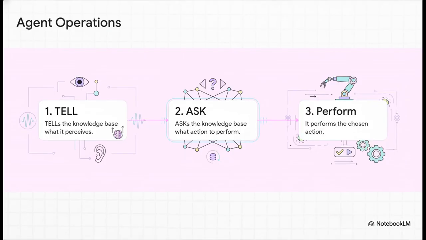Now, to make this actually work in practice, the agent operates in a continuous, incredibly elegant three-step loop. First, it has to tell the knowledge base what it perceives from its environment. This is how it absorbs new experiences. Second, it asks the knowledge base what action it should take next, which prompts that inference system we just talked about to deduce the best move based on this newly updated reality. And third, it simply performs the chosen action. Tell, ask, perform. It's just a constant, ongoing dialogue between the agent's sensors and its internal logic engine.